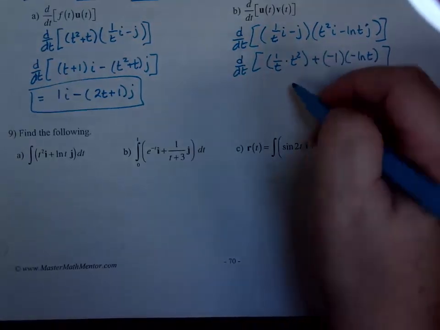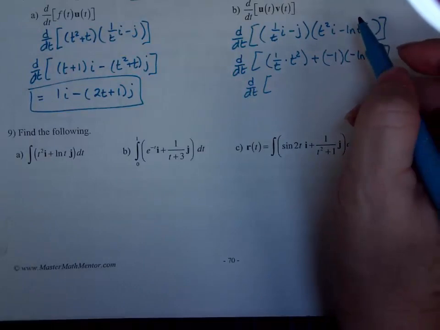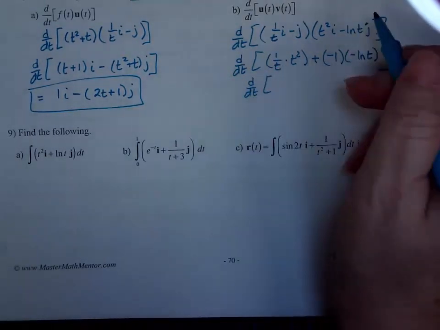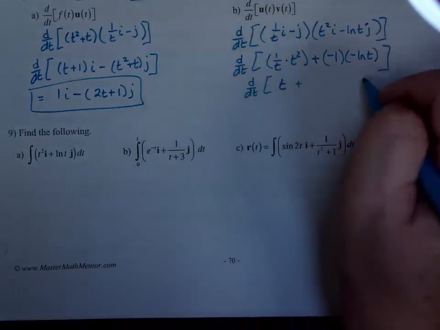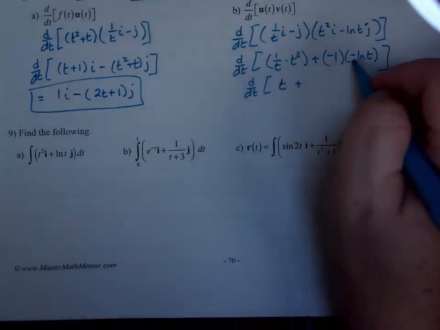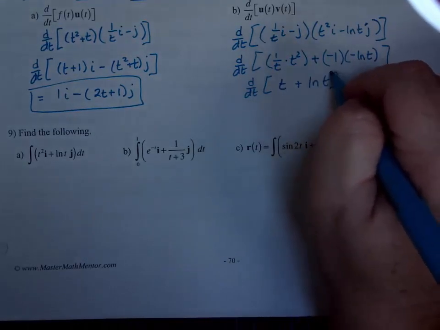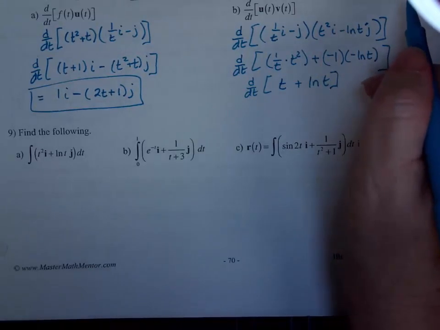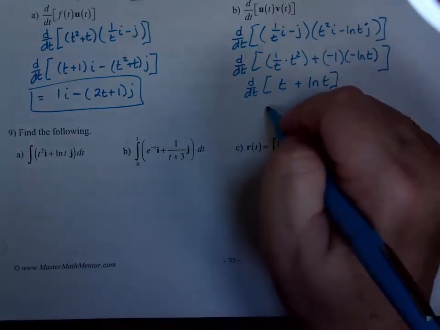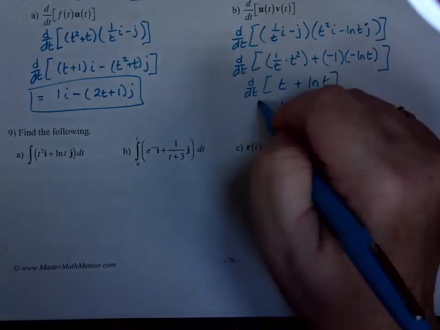Okay, so d dt, what does the first term clean up to be? Just t, right? Plus, what does this become? Ln of t. So now I'm just taking the derivative of that, I don't even have i's and j's to mess with. That's nice. So what is the derivative of this? 1 plus 1 over t. Done.